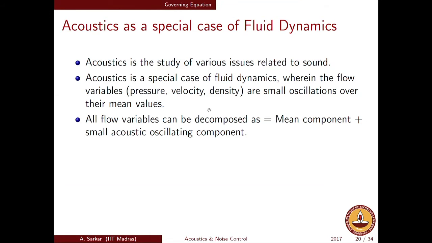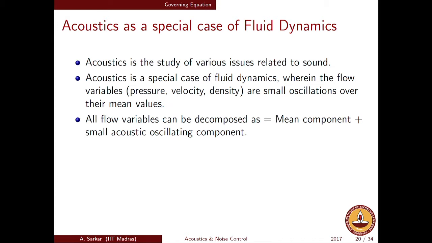So, essentially what I mean is that all the flow variables, namely pressure, velocity and density, can be decomposed into two parts, one which is the mean component and the other which is the small acoustic, oscillating or fluctuating component, right. So, that is how we will treat all the variables that arise in acoustics.